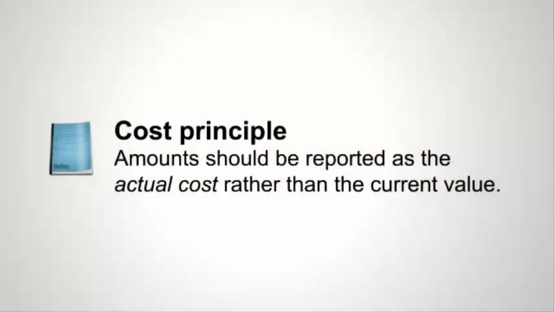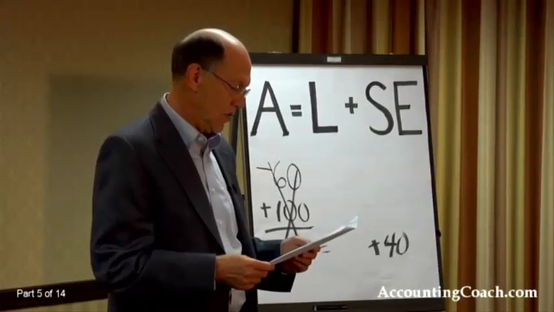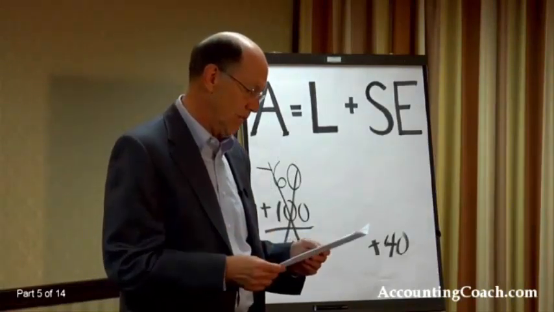But cost principle says you show what your cost is, not what you think it's worth. We're getting into subjectivity. Who would know what it's worth? You know, all over the map, right? Nobody would know. Okay, now goodwill is another example we list here.